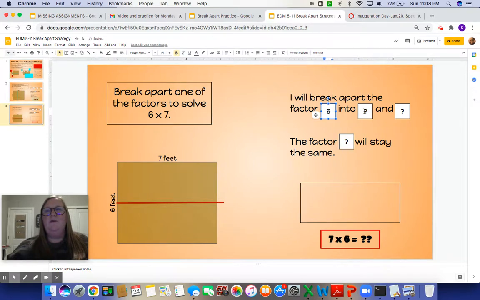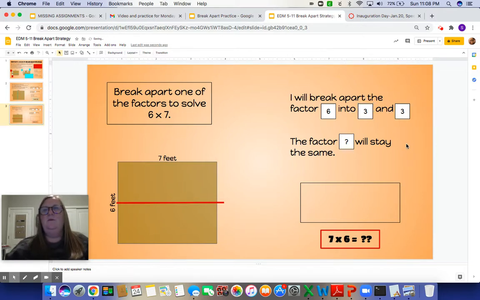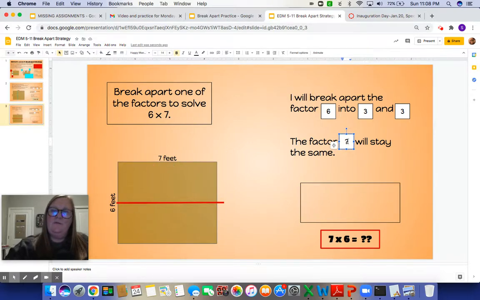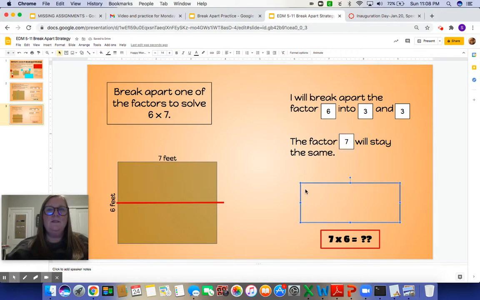I will break apart the factor 6 into 3 and 3, because I know 3 plus 3 equals 6. And I'm not going to do anything to the 7. That's the factor I'm going to leave alone. So the factor 7 will stay the same. So we simply start building our problems.